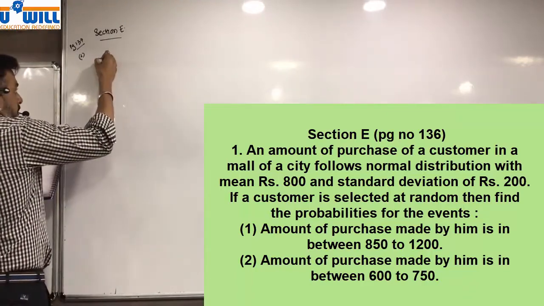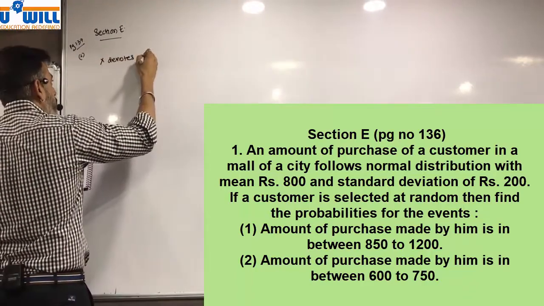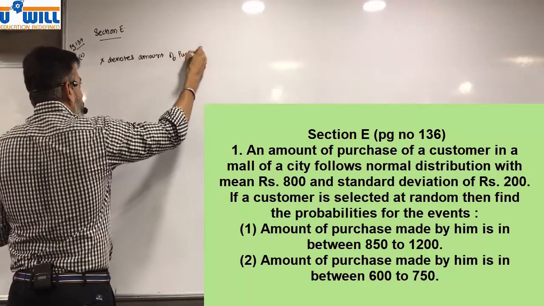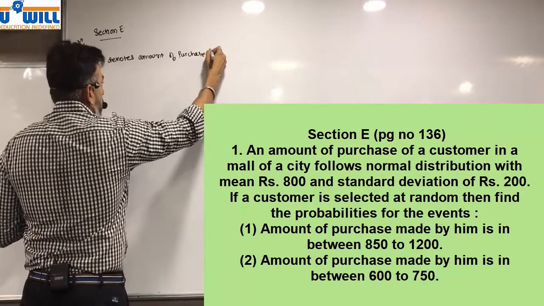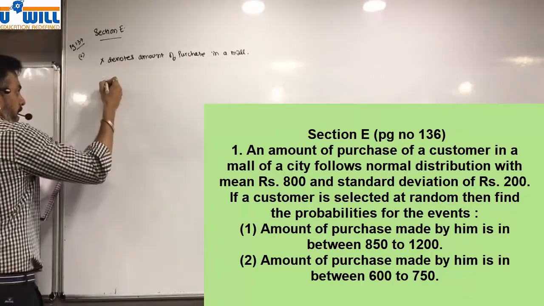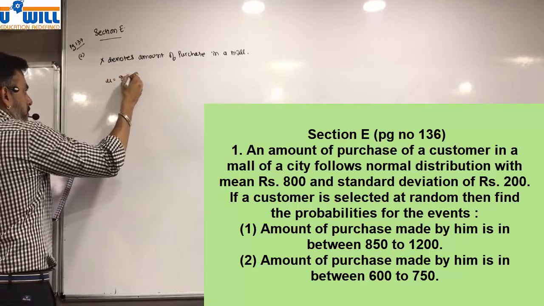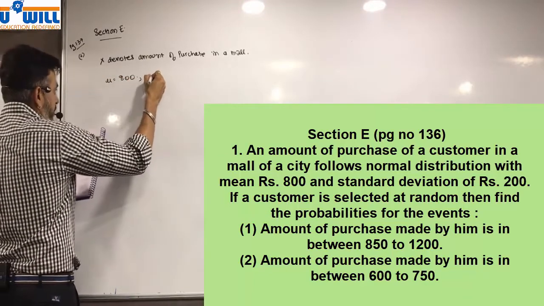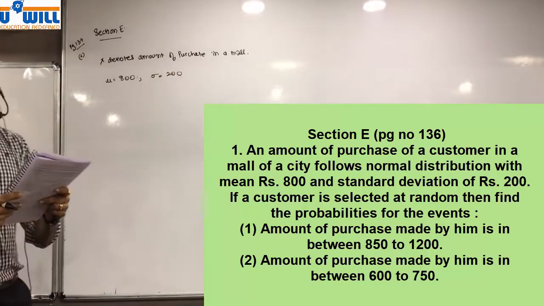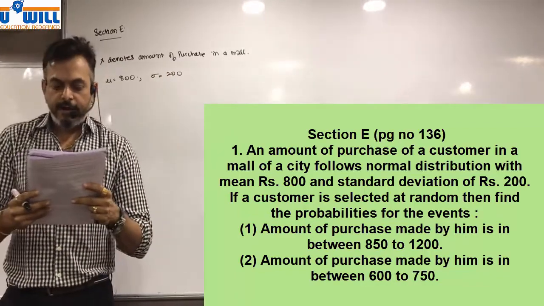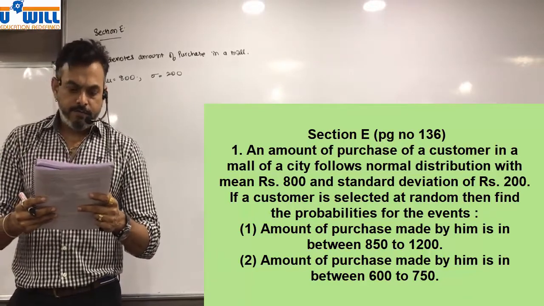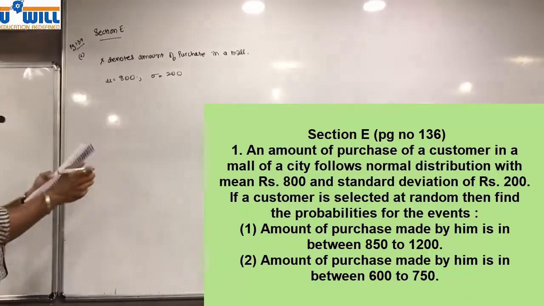Write, X denotes the amount of purchase in a mall. Now, mean mu is equal to 800 and standard deviation sigma is equal to 200. If a customer is selected at random, then find the probability for the following events.